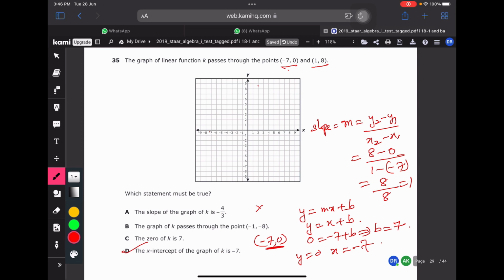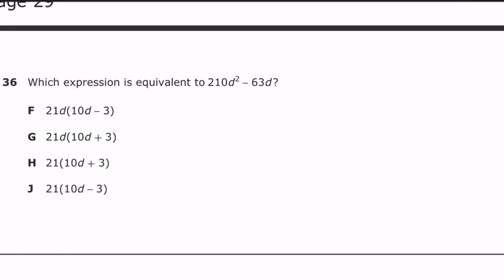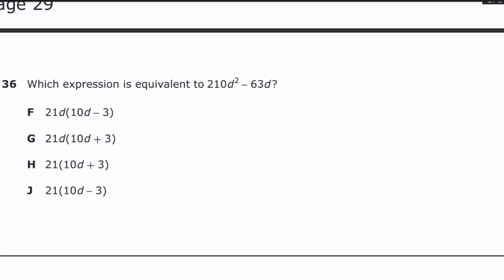So that is the right option. The last one. Next, the 36th one. Which expression is equivalent to 210d² minus 63d? 210d² minus 63d. What can we take out common from this?